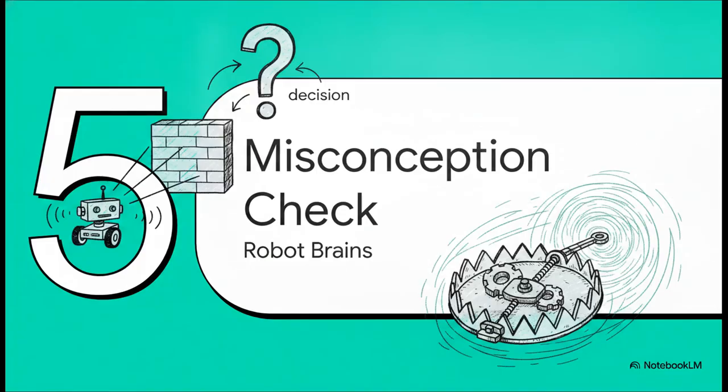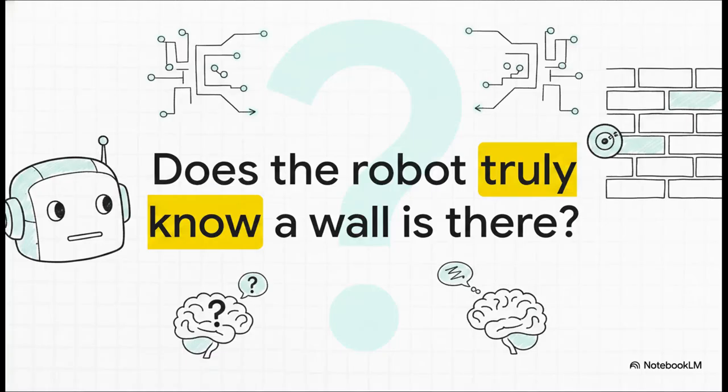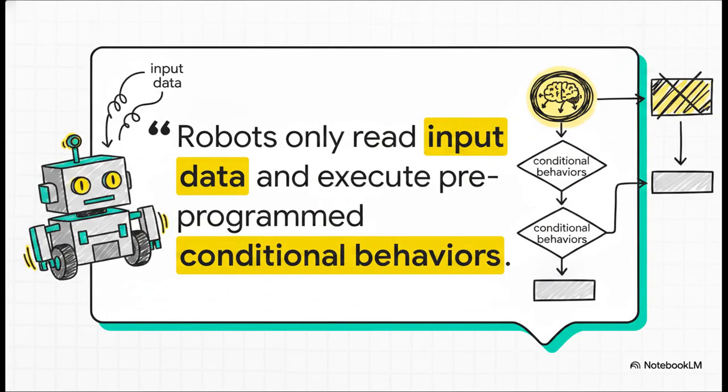Section 5. Robot Misconception Check. Before we wrap up, we need to pause for a second to ensure we truly understand the underlying mechanics here and avoid a really common learning trap. I want to ask you directly, does the robot truly know a wall is there? Like, when it stops inches from an obstacle, is it because it has a brain and understands danger or is alive? The answer is no, and this reality check perfectly grounds us.